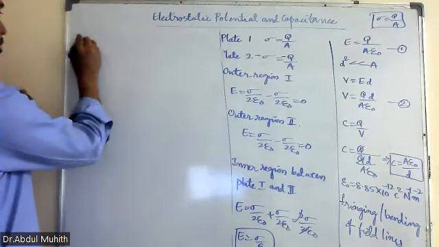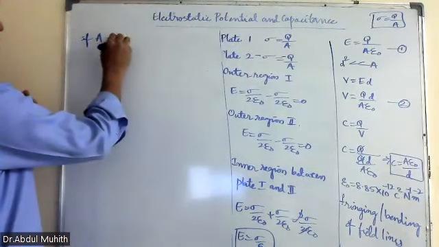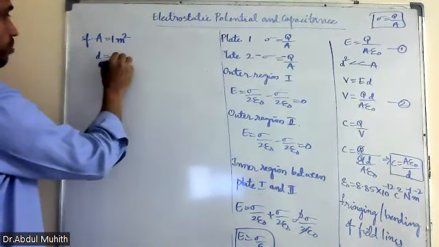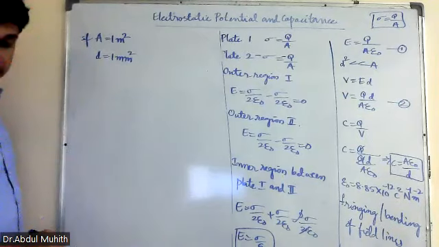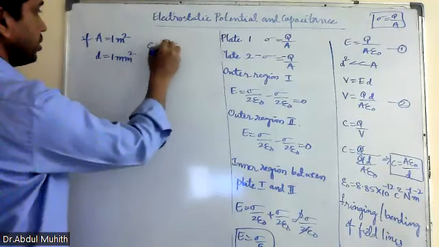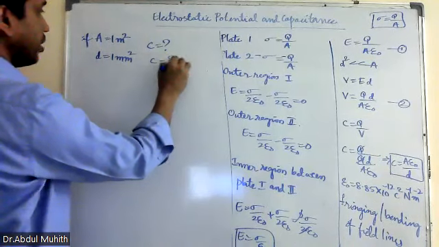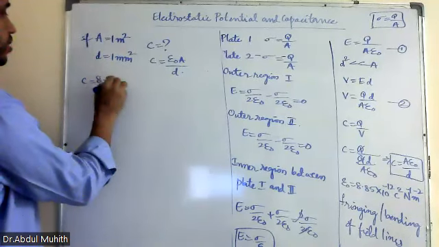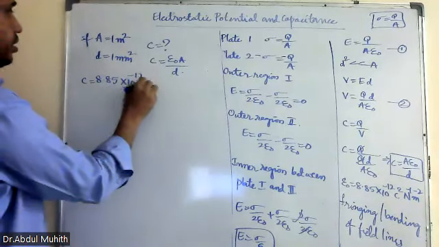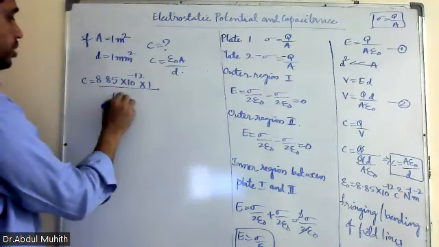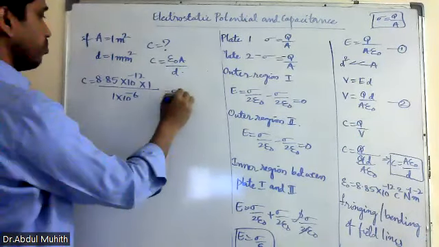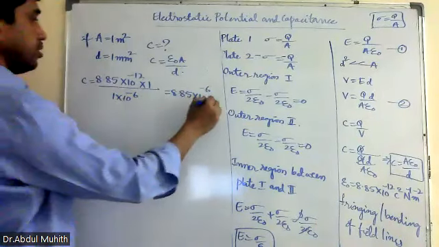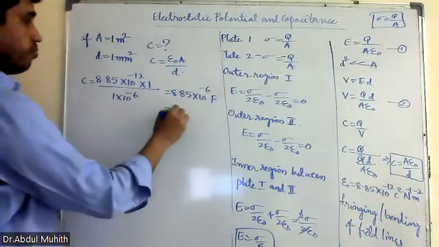Now try this question. If area is equal to 1 square meter and d is equal to 1 millimeter, then can you calculate the capacitance of the capacitor? C is equal to epsilon naught A by d, right? So C is equal to 8.85 into 10 to the power of minus 12 into 1 divided by d, and 1 millimeter means 10 to the power of minus 3. That will become 8.85 into 10 to the power of minus 9 farads.